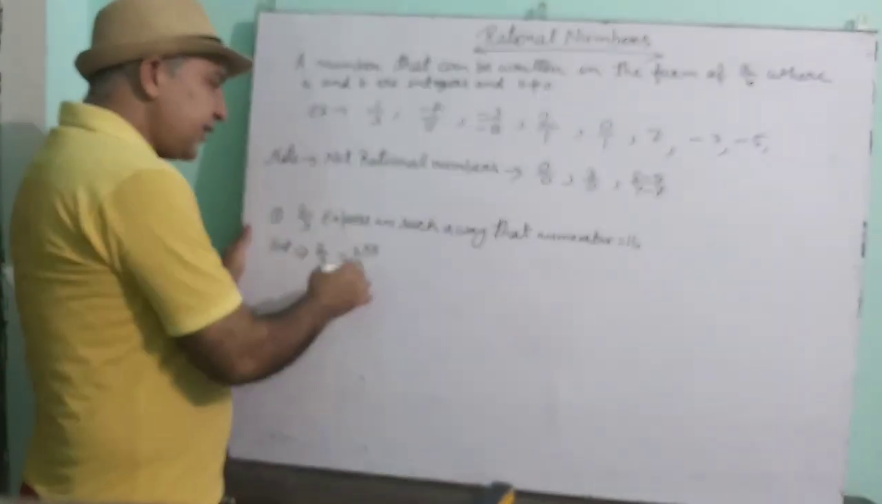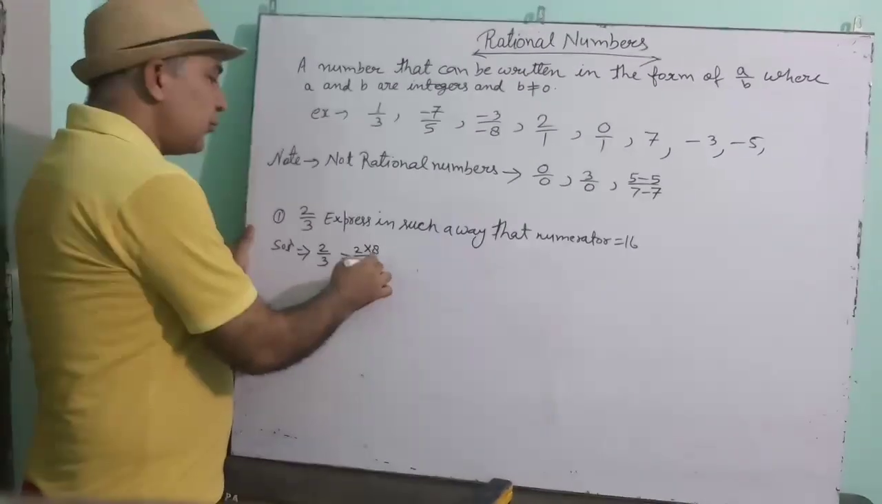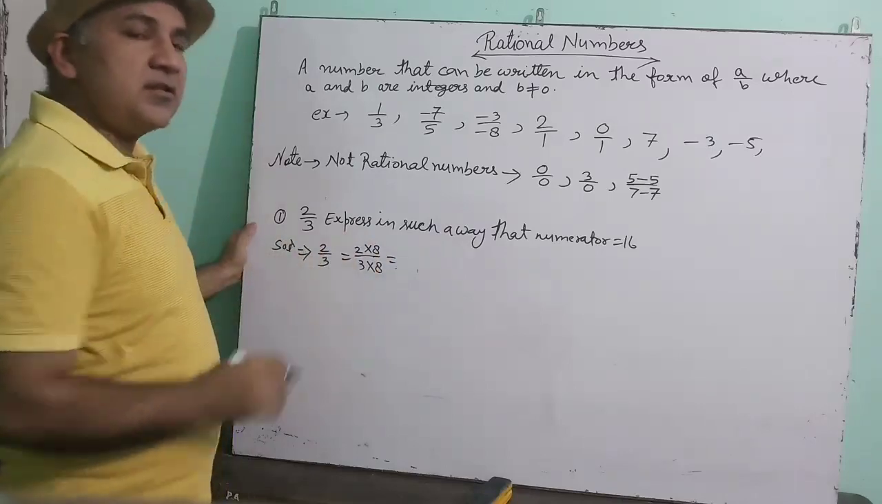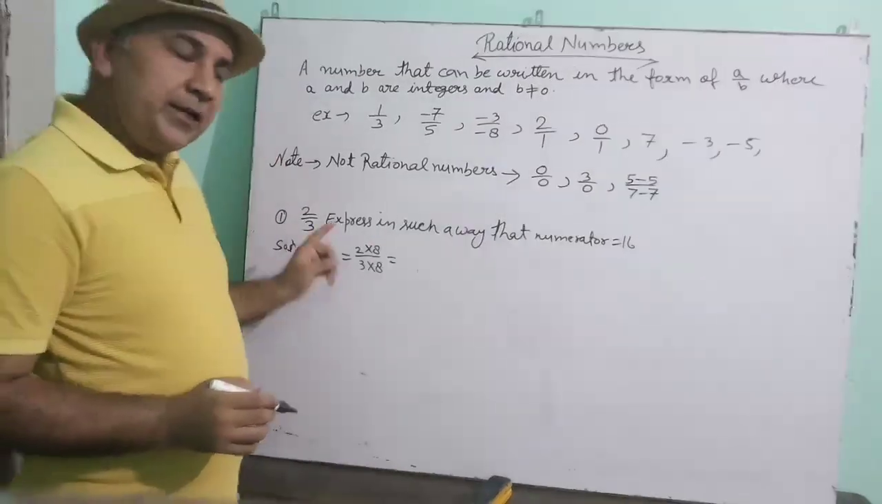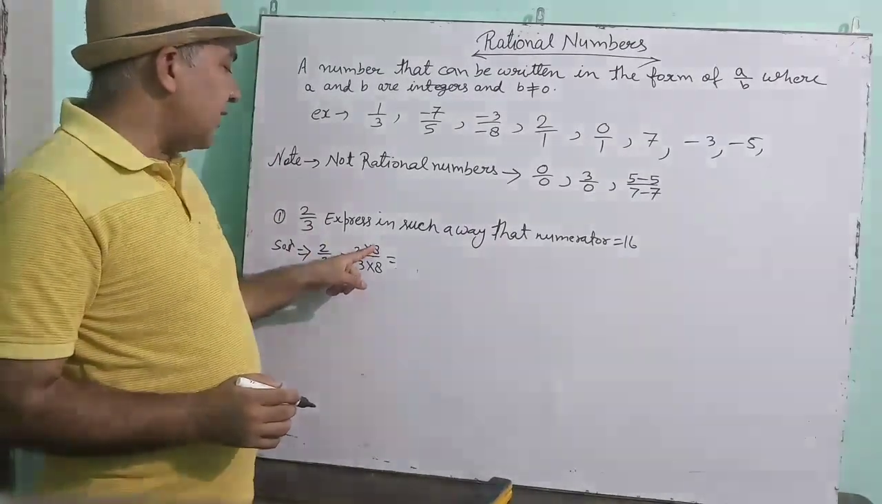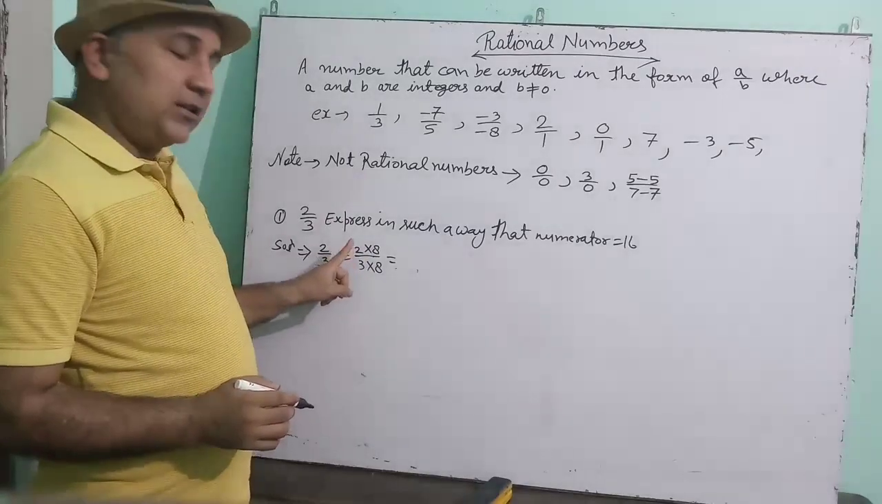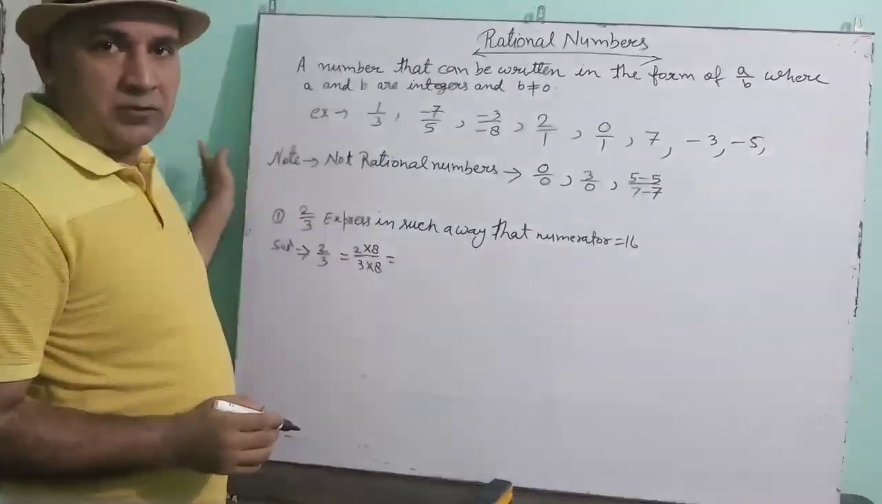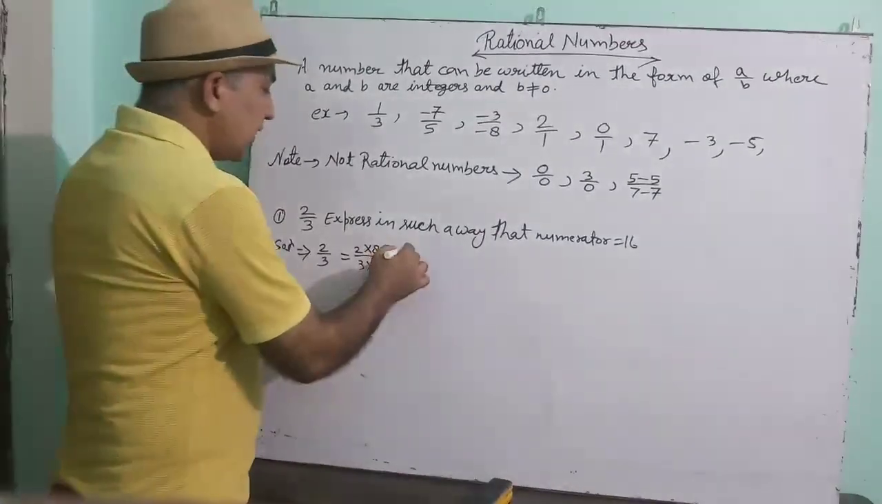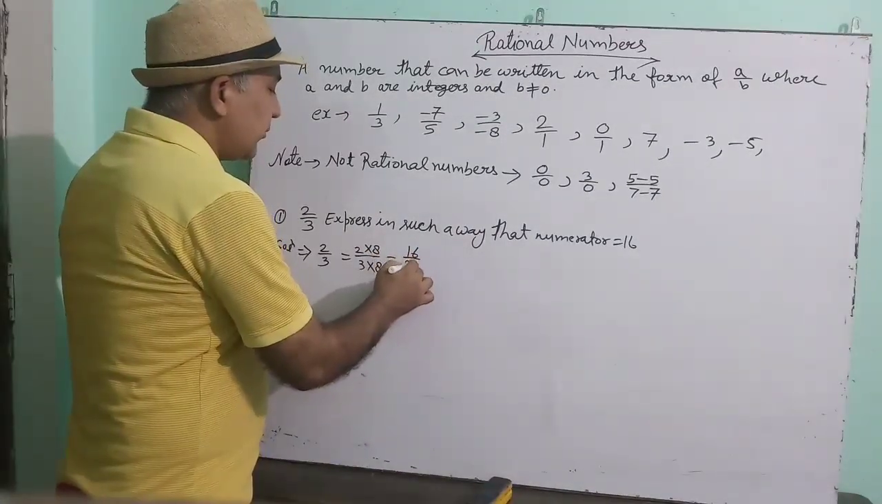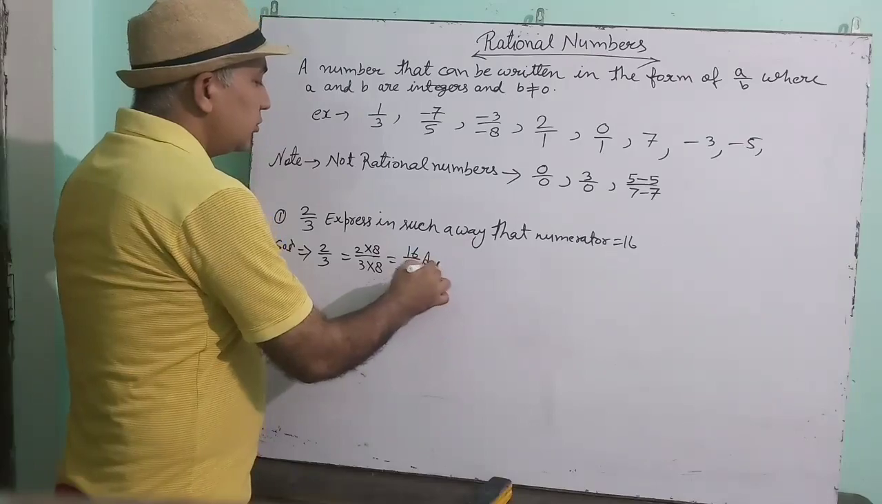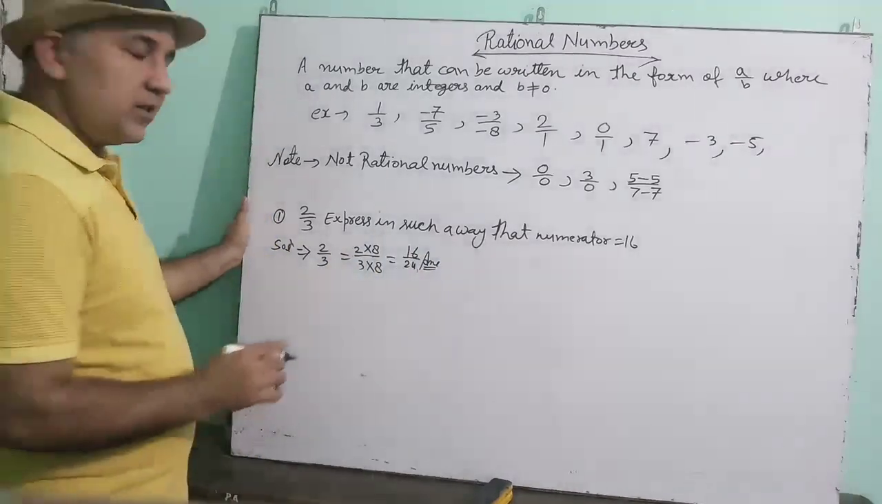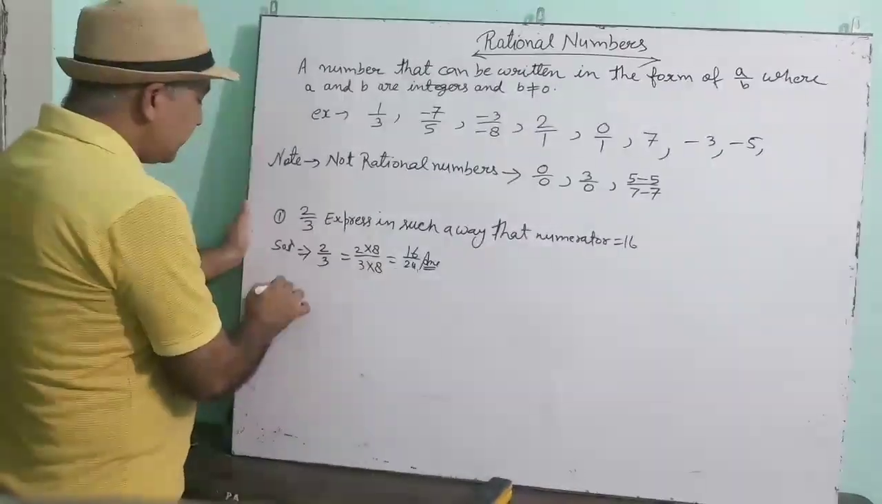But at the same time, 3 is also multiplied by 8. This is the noted point. If any number is multiplied or divided with the numerator, then the same number will multiply with denominator also, or divide it also. Okay. So now your answer is 16 upon 24. Is this clear?